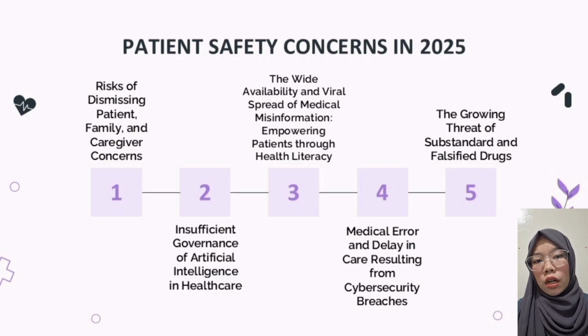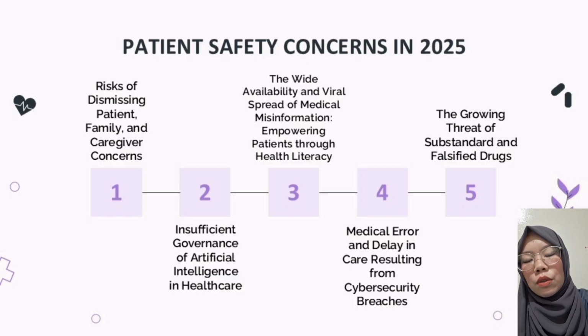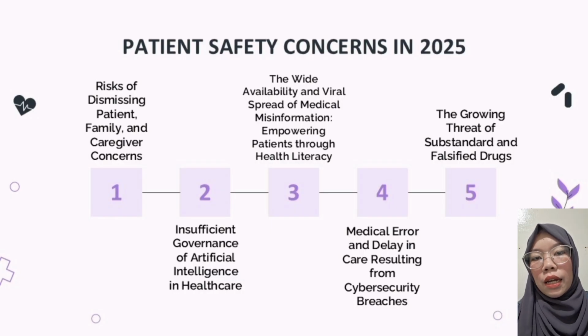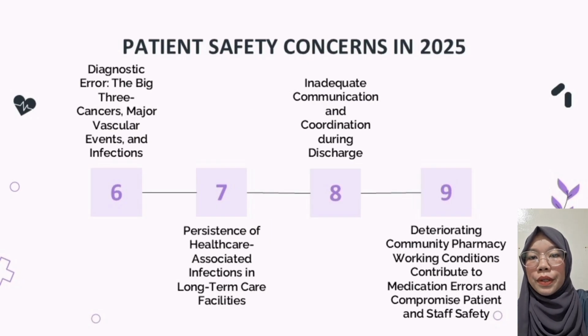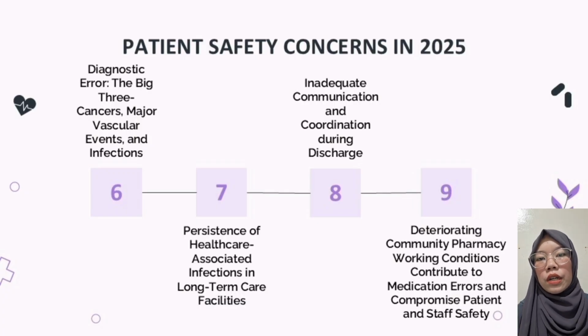So their use can impose a significant economic burden on patients and healthcare organizations due to costs associated with ineffective treatments and the management of prolonged illnesses. Substandard and falsified medications account for an estimated 10% of medications circulating in low and middle-income countries. This can have the largest impact on the most vulnerable communities. So, anong action recommendation? Include a scripted, open-ended question asking patients where they obtain their medications when reviewing a patient's medication history. Number 6 is diagnostic error, the big 3: cancers, major vascular events, and infections.